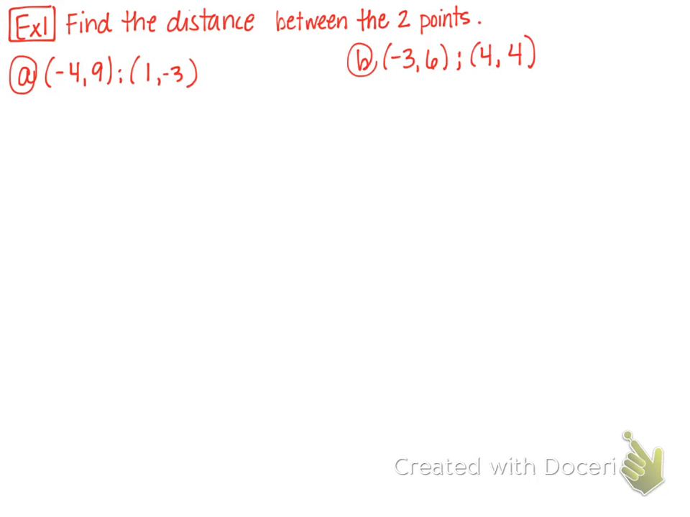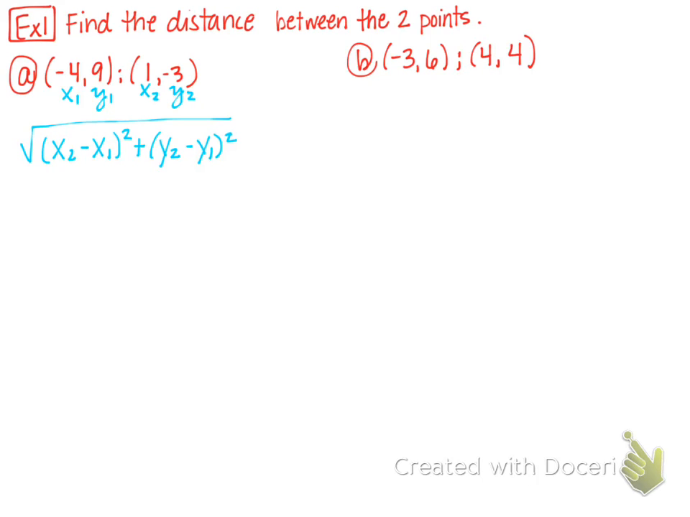Example 1 says, find the distance between the 2 points. So I'm going to rewrite the distance formula. I have big square root of x2 minus x1 squared plus y2 minus y1 squared. I sometimes goof up whenever I plug things in, I plug them into the wrong spots. So I always go to my points and I label them. Now remember, each point is an x and a y. I'm going to label this one as my first point and this one as my second point.